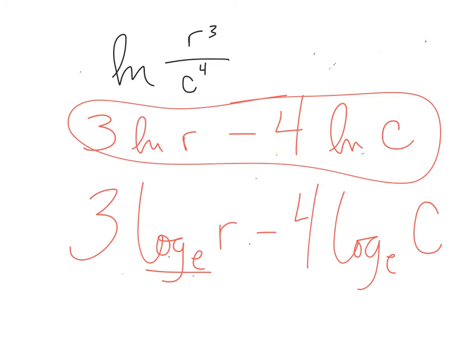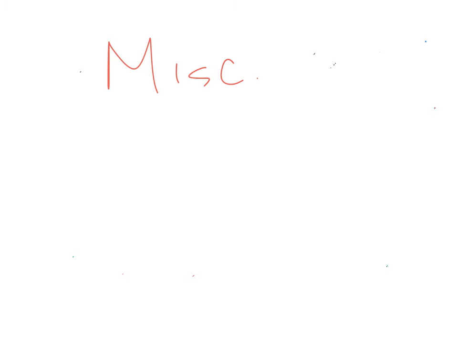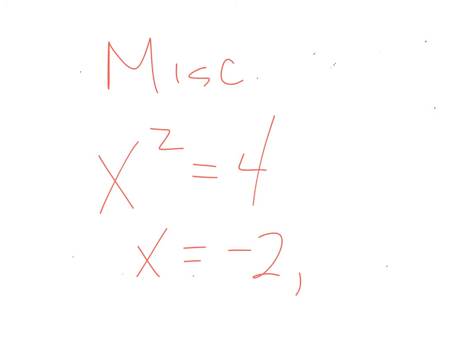A couple of miscellaneous things to keep in mind whenever you have x squared equals 4, or if you're finding anything for x squared, know that that is a quadratic, and so anytime you have squared, you know that you have 2 possible answers. So this could be -2 or 2, not just 2.